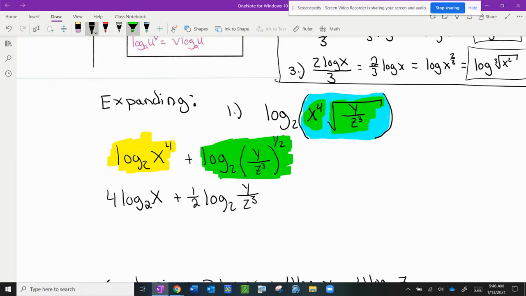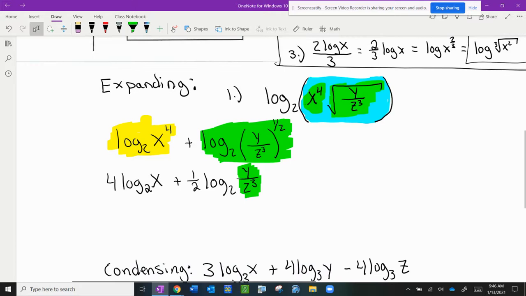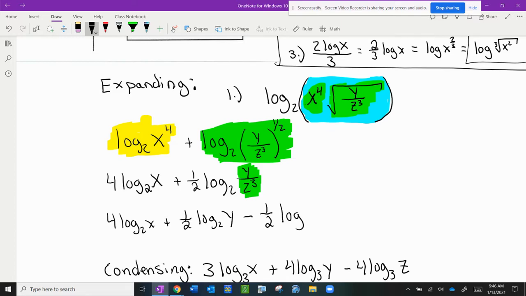So as I split up further on this one, because I can still take this one further because I have division and I can use my subtraction property. So this log stays the same, it's done, it's already expanded as far. I'm going to take 1/2 log base 2 of the top minus, but that 1/2 was also impacting the denominator. So I'm going to bring that 1/2 also with a log of z cubed.